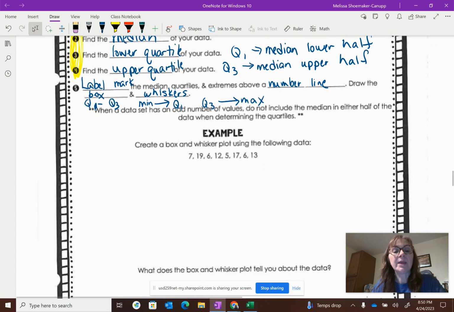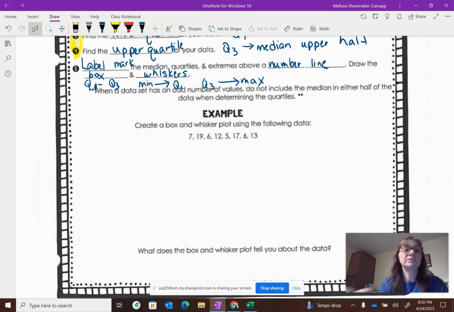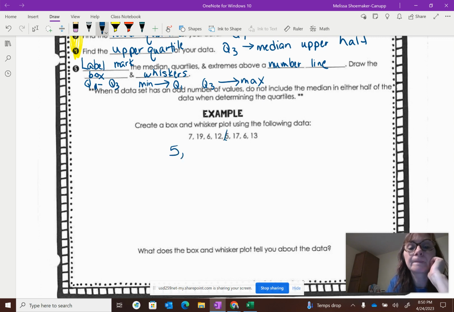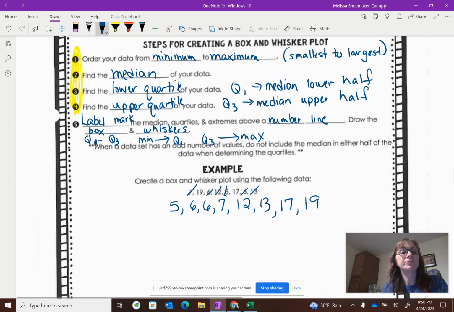Let's go ahead and go on to create one of these. So step one, I'm just going to follow the steps we went through. I'm going to put the numbers in order from smallest to largest. I see a 5, 6, 6, 7, 12, 13, 17, and 19.